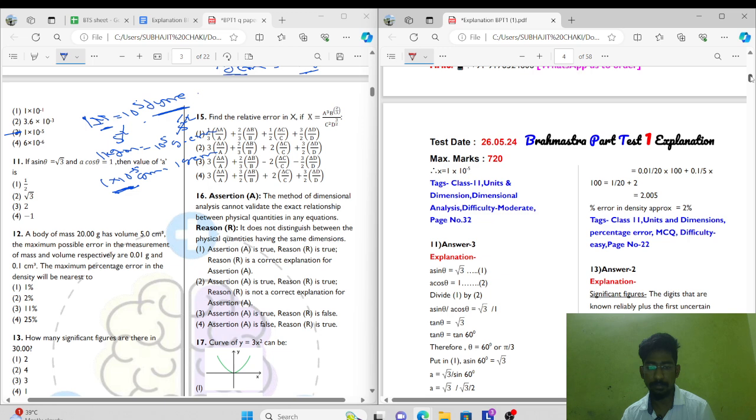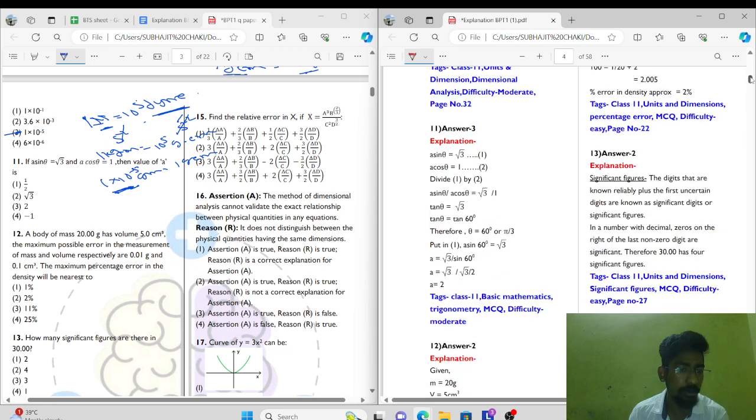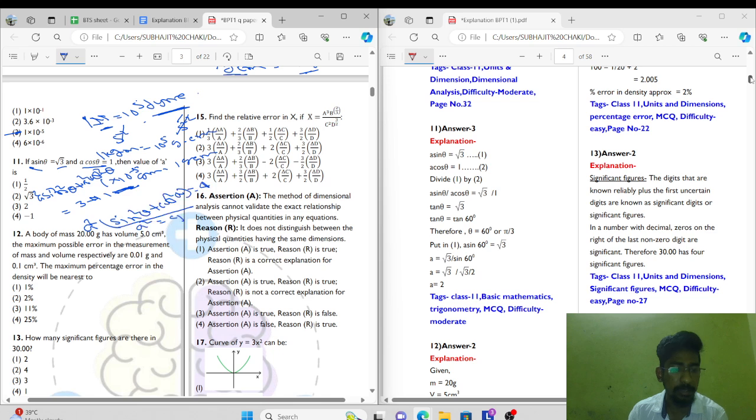In trigonometry, an a sin theta value is given, and an a cos theta value is given, equal to 1, to calculate the value of a. If you find this kind of numerical, do one thing: square both of them. So it will become a squared sin squared theta, and add a squared cos squared theta, equal to root 3 squared plus 1, which is 3 plus 1, it will become 4. So if you take a squared common, it will become a squared times sin squared theta plus cos squared theta equals 4. Since sin squared theta plus cos squared theta is equal to 1, a squared equals 4, that means a will be plus minus 2, or it will be equal to 2 only.